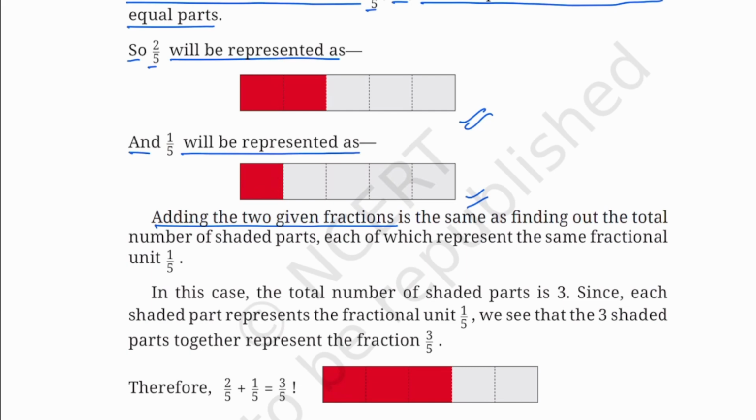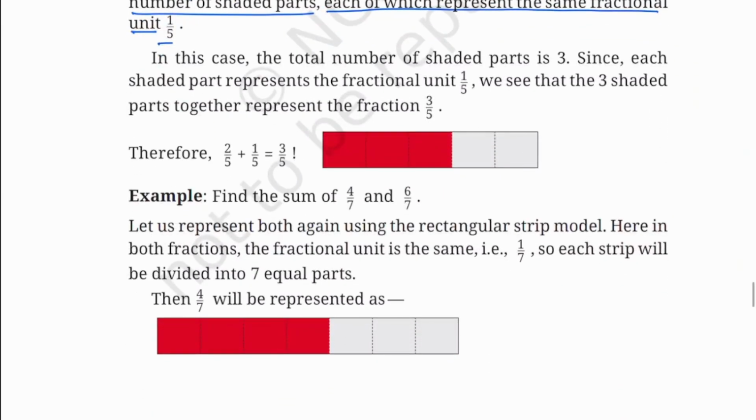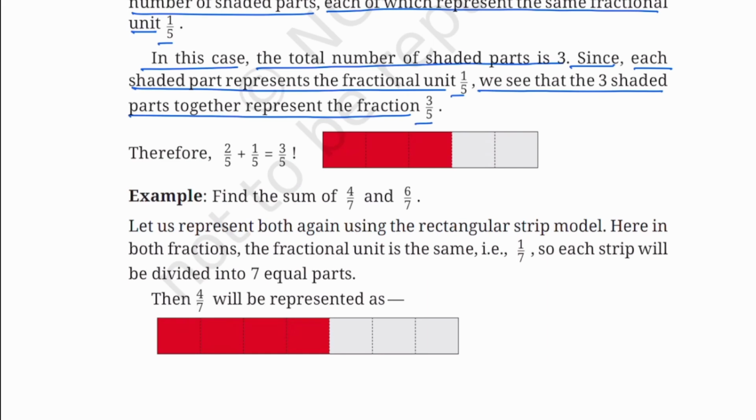Adding the two given fractions is the same as finding out the total number of shaded parts, each of which represents the same fractional unit 1 upon 5. In this case, the total number of shaded parts is 3. Since each shaded part represents the fractional unit 1 upon 5, we see that 3 shaded parts together represent the fraction 3 upon 5. Therefore, 2 upon 5 and 1 upon 5 when added will give 3 upon 5, like this. Example: find the sum of 4 upon 7 and 6 upon 7.